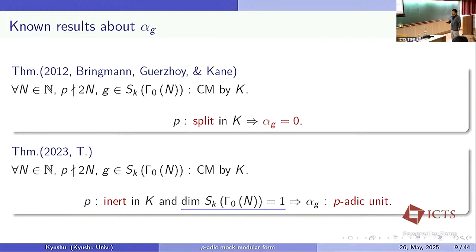On the other hand, in 2023, the speaker showed this theorem. n, p, and Z are the same as in the previous theorem. And if p is inert in K, and if the dimension of S_k Gamma_0(n) is equal to 1, then alpha Z is a p-adic unit. Otherwise, it is unknown.